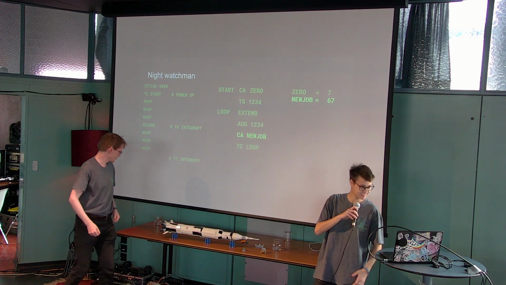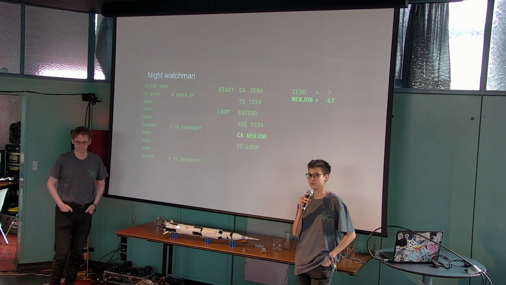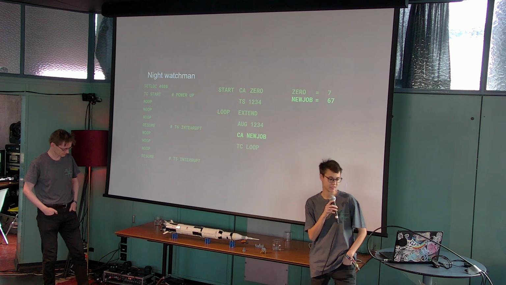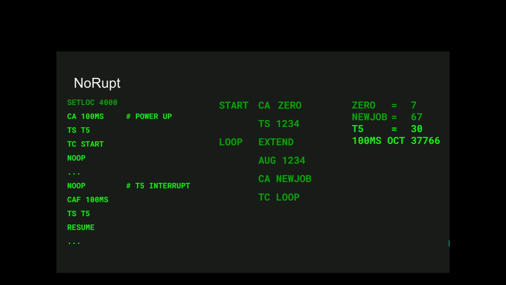Well, not only does it check if you're reading from the new job location, but it is also checking that all the interrupts are functioning, or not all, but just some interrupts. So the AGC is expecting to have an interrupt every 140 milliseconds. If this does not happen, then it will restart the computer again.